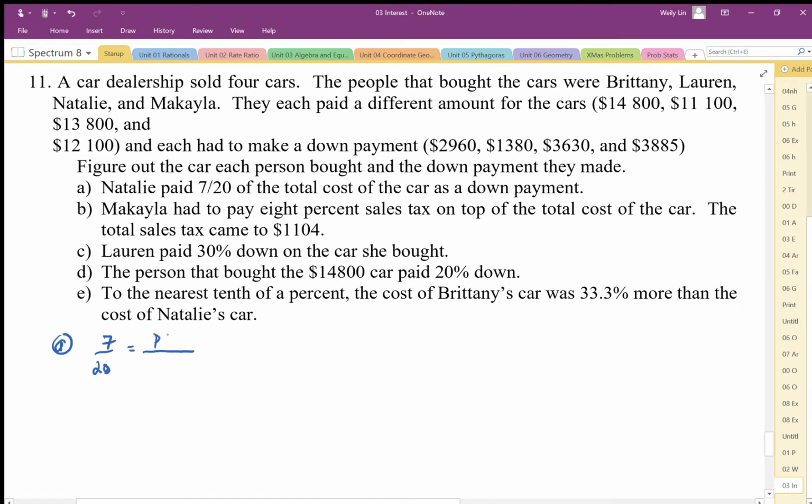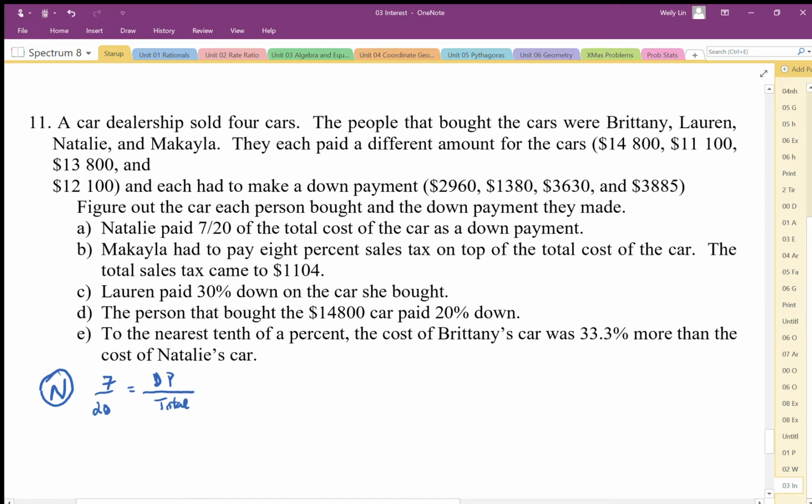So this is down payment to total. Okay, and so this is Natalie, so I'm just going to write down N for Natalie. Now we have two unknown parts here, so this may not be the best place to start, although we have only a certain number of numbers that we can try. So we can just guess, test and divide. We can start with 2960 divided by 14,800 and see if it works out to 7/20, or about 35%.